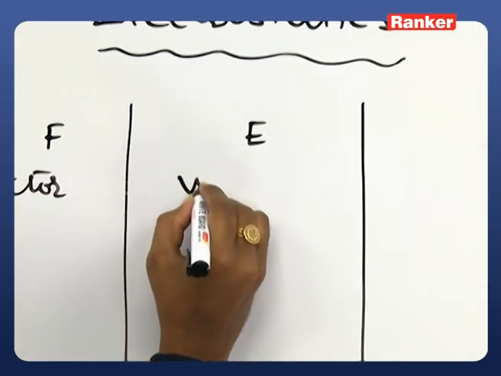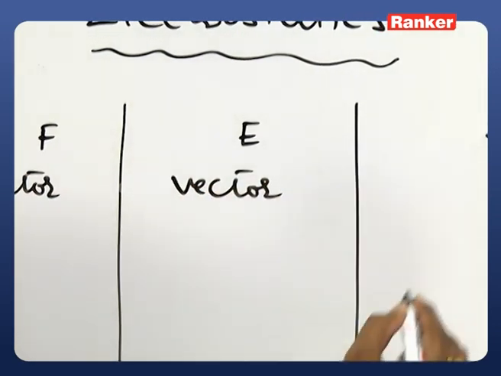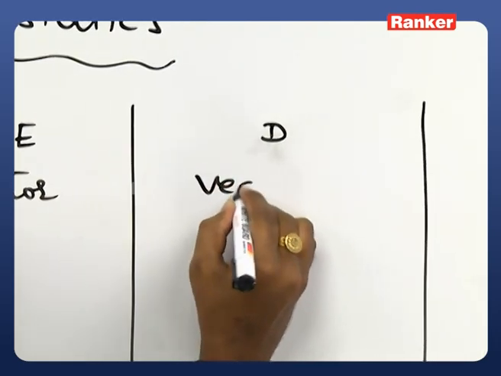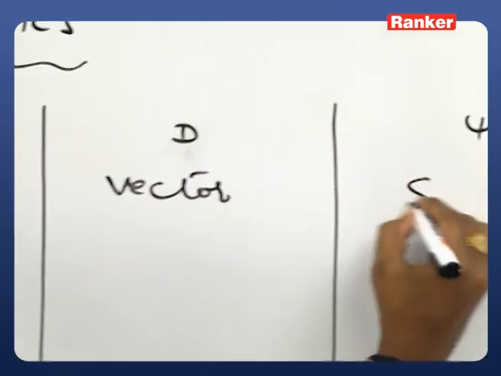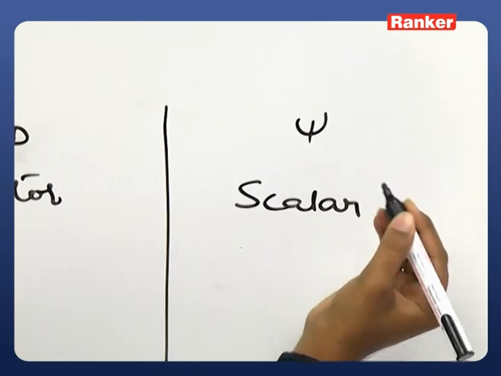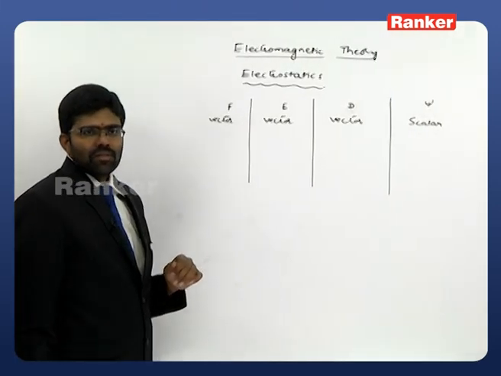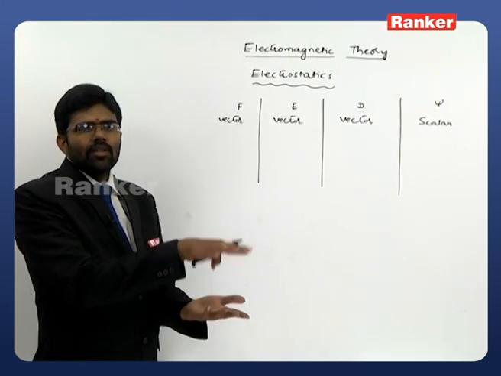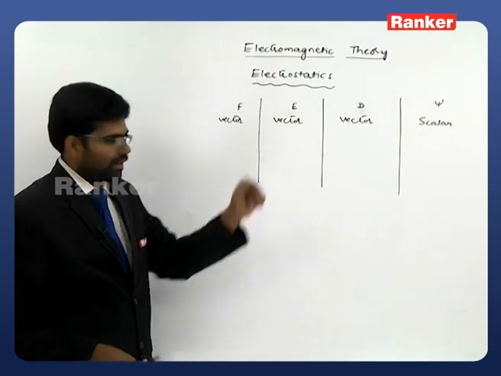Electric field intensity E is also a vector quantity. D is also a vector quantity. Psi is not a vector, it is a scalar quantity. That is because it is how much of a particular quantity is passing through a surface. That's why it is a scalar quantity.